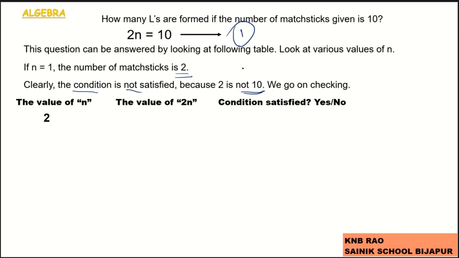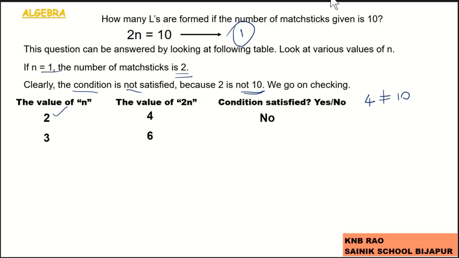Already we took n as 1, and you found 2 not equal to 10, so it is not satisfied. Suppose n equals 2, then the value of 2n becomes 4. Is 4 equal to 10? Since 4 is not equal to 10, the condition is not satisfied. Now, if n equals 3, in this equation 1, if I substitute n as 3, 2n value becomes 6.